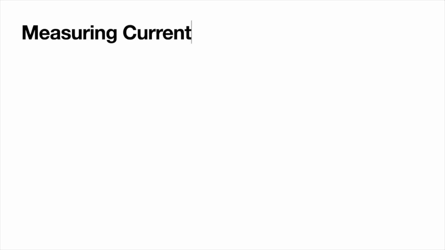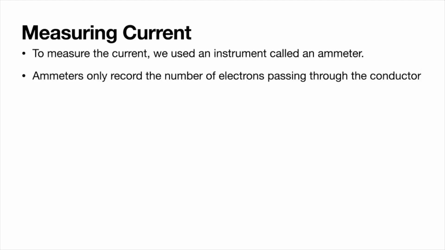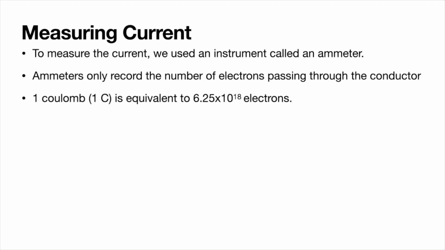Measuring current. To measure the current, we use an instrument called an ammeter. Ammeters only record the number of electrons passing through the conductor. 1 coulomb, 1 C, is equivalent to 6.25 times 10 to the 18 electrons.